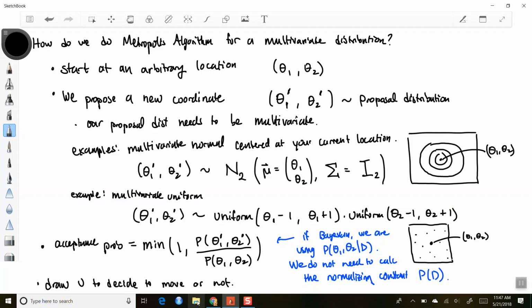Is that okay? Are there any questions? Okay, so we'll end here for today. We'll see you guys on Wednesday, and we'll look at the Gibbs sampler, which tries to solve this problem of working in high dimensions.